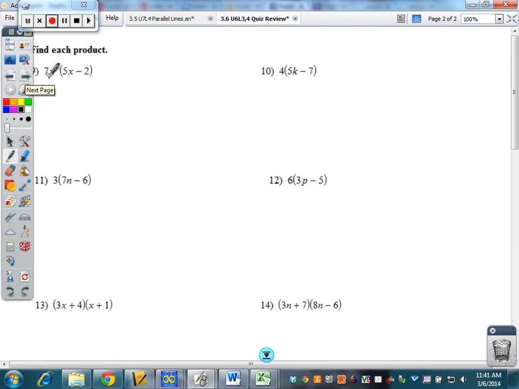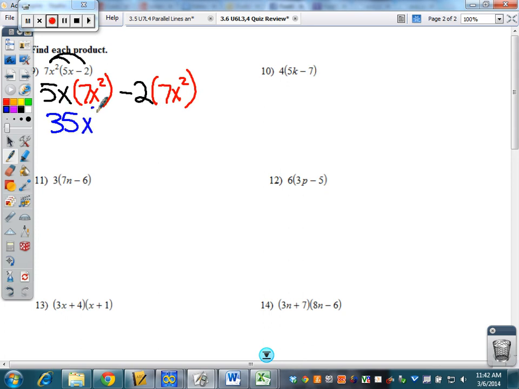We're multiplying a monomial by a binomial. So we're going to distribute this. We have this 7x gets multiplied to both the 5x and the negative 2. So we have 5x times 7x squared, minus 2 also times 7x squared. So now we have 35x cubed minus 14x squared.